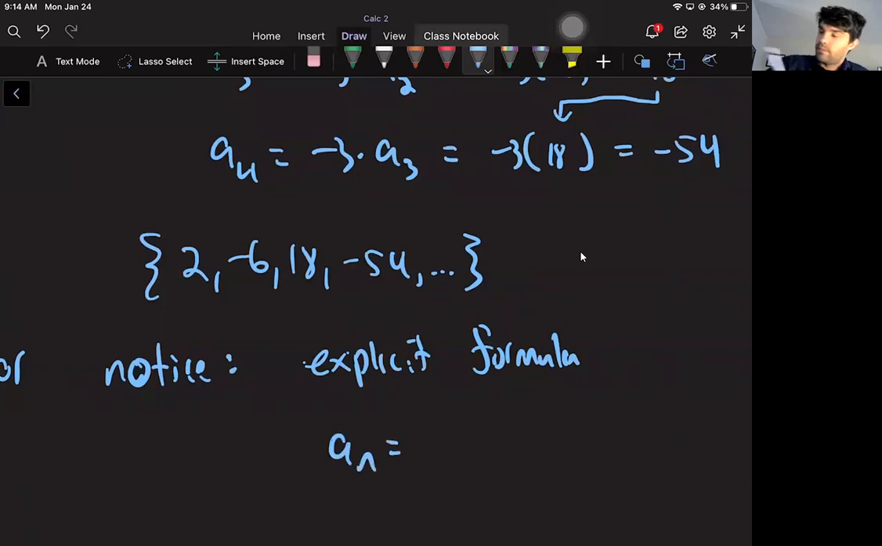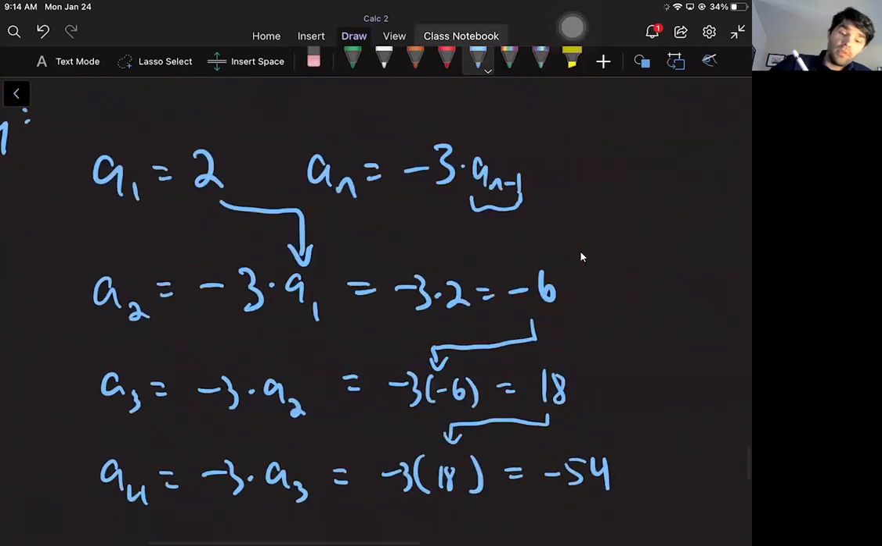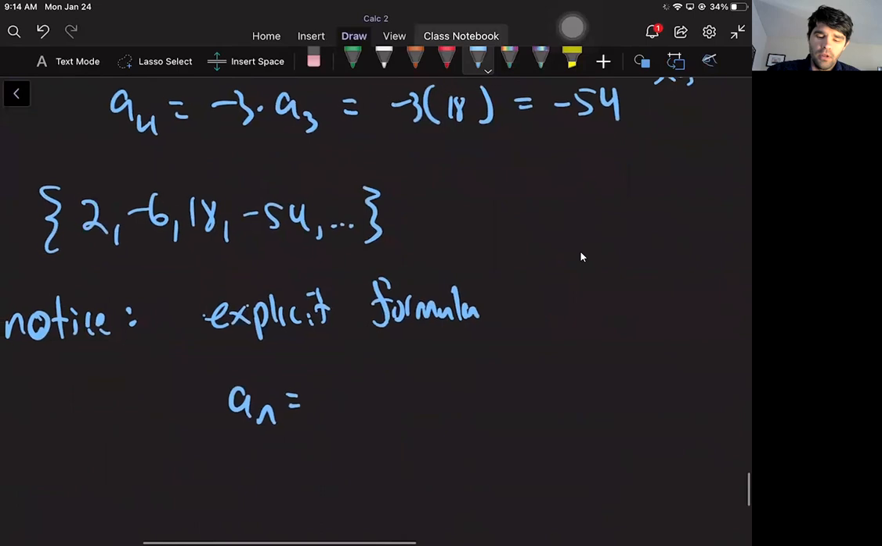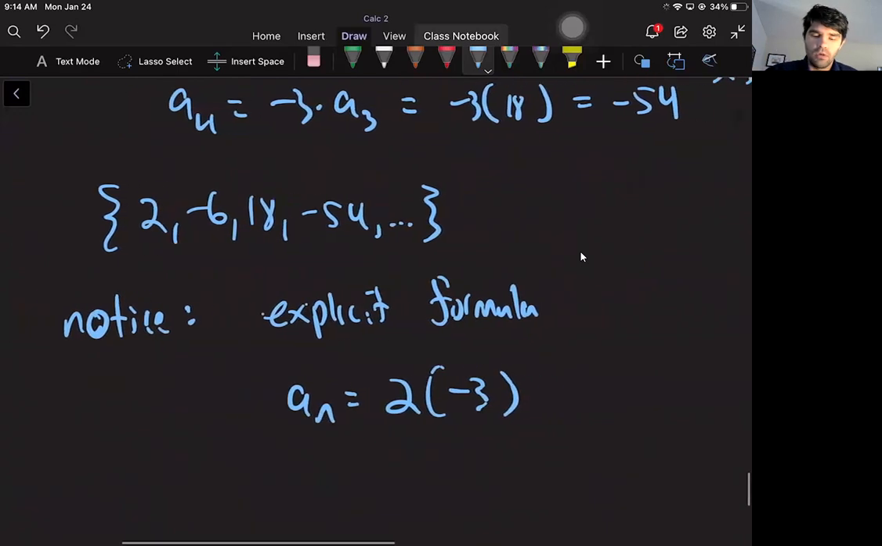So it's going to end up being, the idea is that you're starting with 2, and what this pattern is really doing is multiplying by 3 each time, or actually negative 3. So the explicit pattern is that you start with 2 and you multiply by negative 3. How many times? Well, for A1, it's 0 times. You don't multiply by any negative 3s, and it just keeps you at 2 because negative 3 to the 0 is 1.